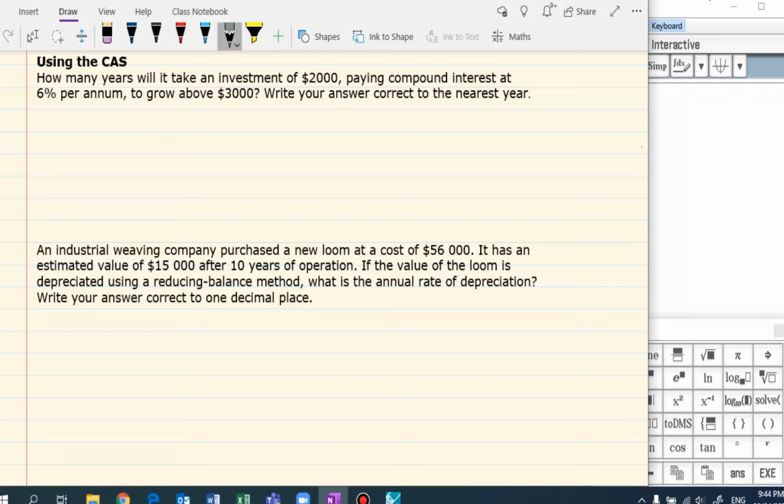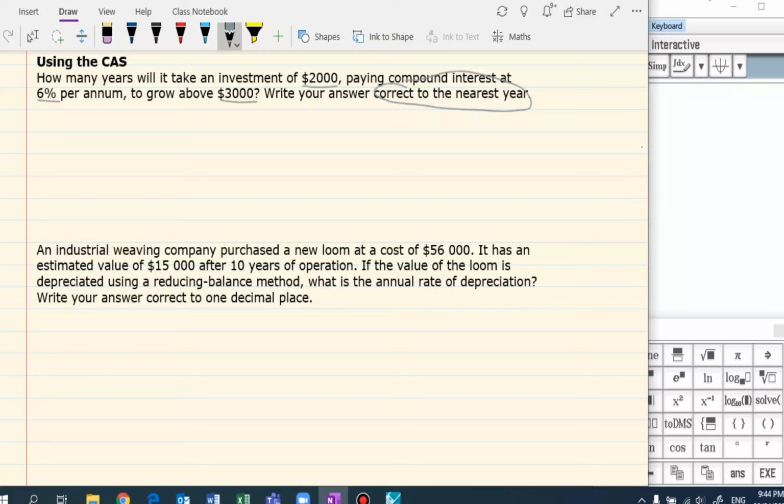Let's have a look what we've got here. It's asking us how many years will it take an investment of $2,000, paying compound interest at the rate of 6%, to grow above $3,000. Okay, and wants it to be correct to the nearest year.